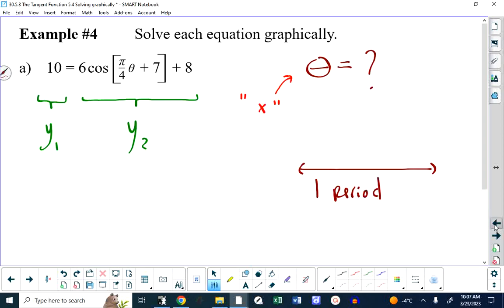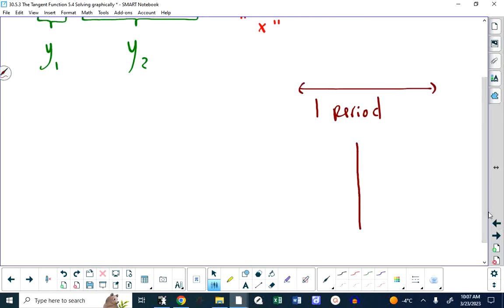You always have to set your window setting to show 1 period. Which means we're going to need to know the period of this, and we'll get to that. Vertically, you always want to go at least to the maximum value of the function and the minimum value of the function. And finding out what the maximum and the minimum are, and finding out what the period are, is from the second to last lesson in the previous unit.